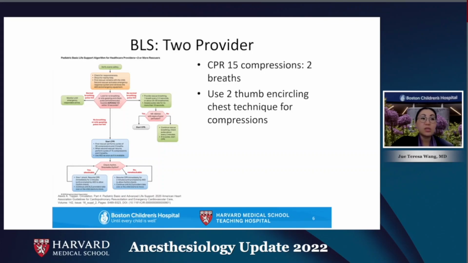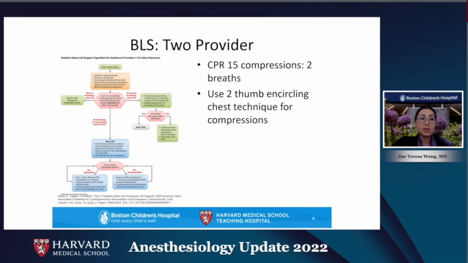Once a second rescuer returns with the defibrillator, attach the defibrillator to the victim immediately without interrupting compressions or rescue breathing. Once the defibrillator is attached, perform a rhythm check, and if the rhythm is shockable, charge and deliver a shock as soon as possible, then resume chest compressions without delay.